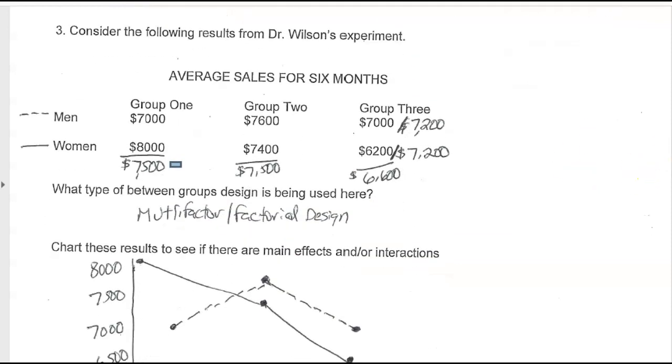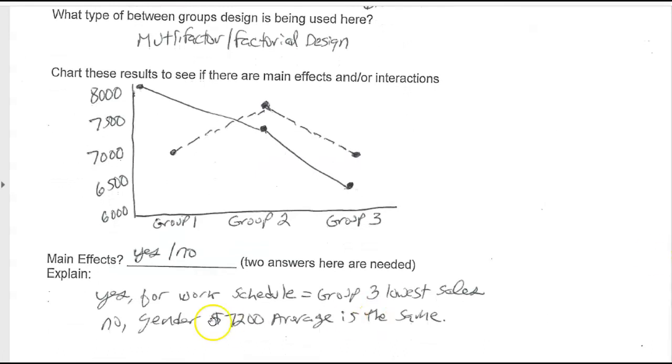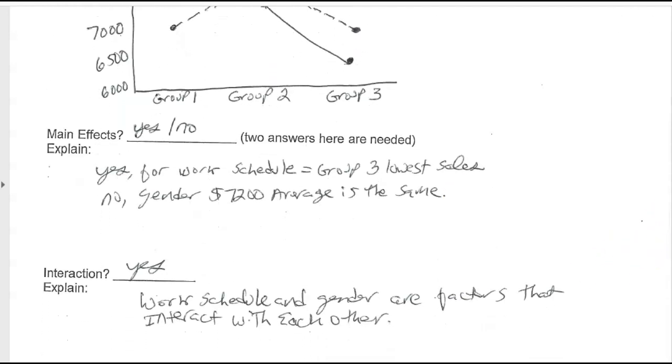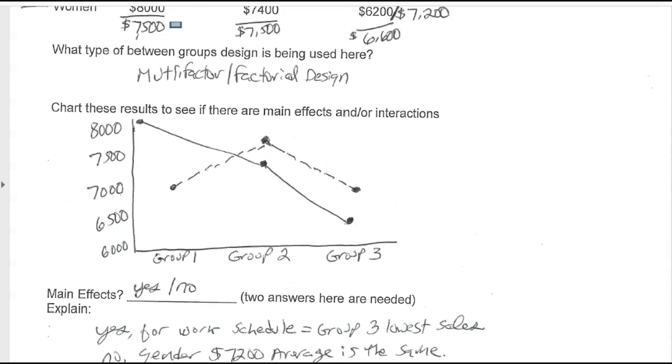So let's go here to main effects. Are there main effects? The answer is yes and no. There is a main effect for work schedule. Group 3 had the lowest sales, being totally told what their work schedule is, and there is no main effect for gender. 7,200 is the average. That's the same for males and females. But then the next question, is there an interaction?